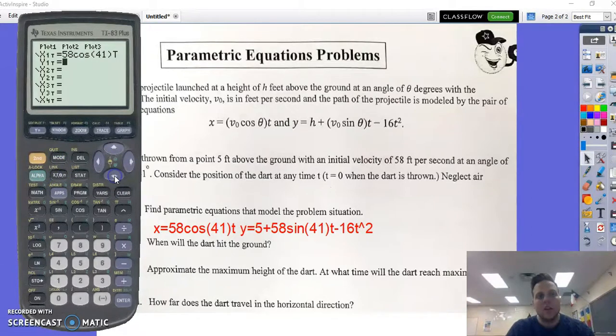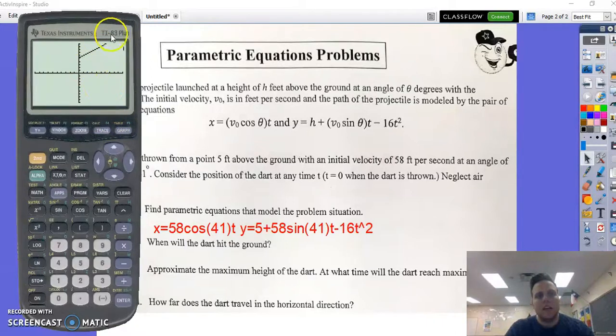Click, there we go. All right, now I'm going to put in my y, so 5 plus 58. Oh, that didn't work. Sorry about this, I was trying to type it, and that did not work out the way I had planned. Sine 41t minus 16t squared. All right, so we hit graph.